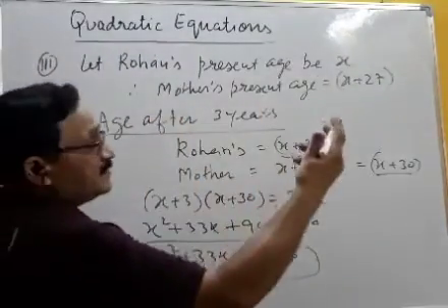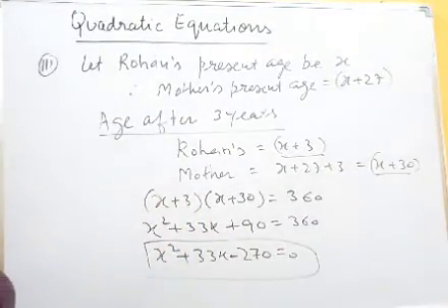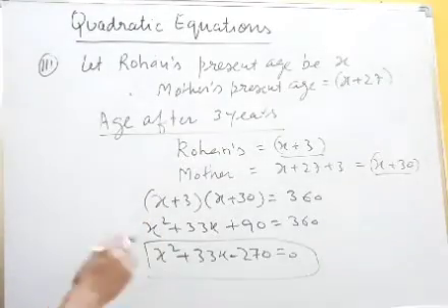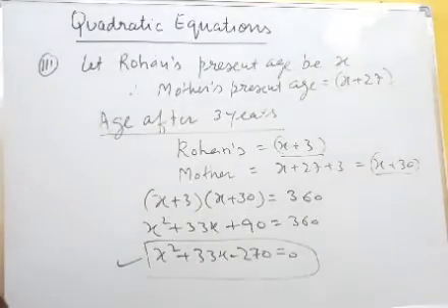Then after 3 years, their product is 360. So after 3 years, Rohan's age will be x plus 3. Mother's age will be x plus 29. Multiplying these, now you find the relation, and this will help you get their ages. How? You solve it. You can note it.